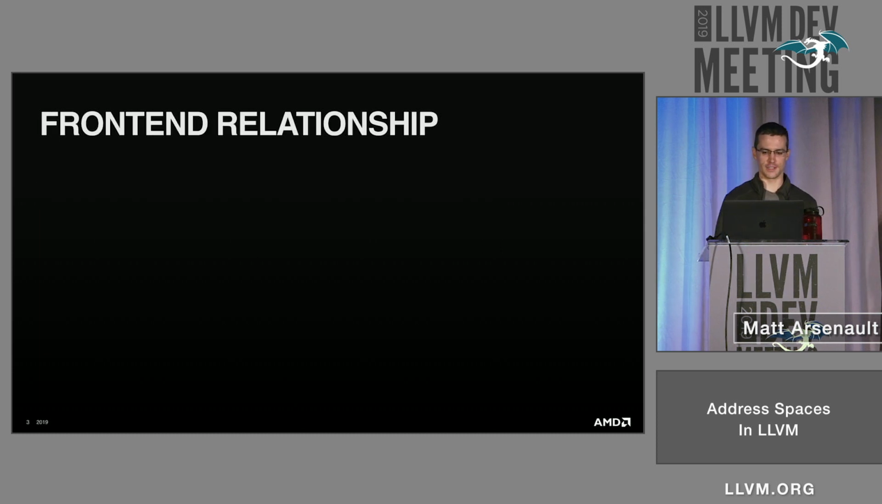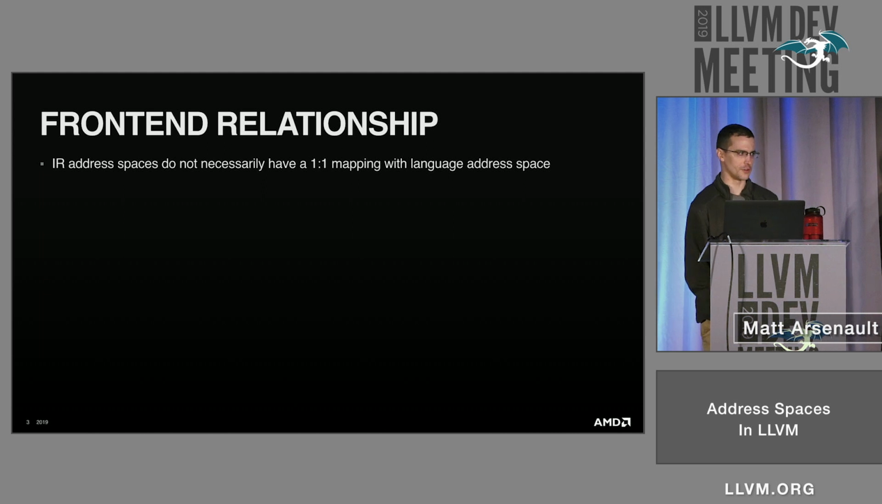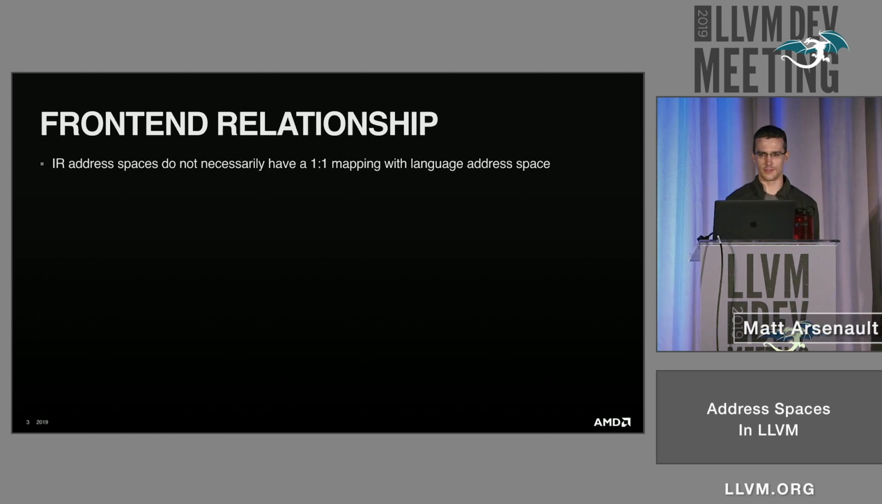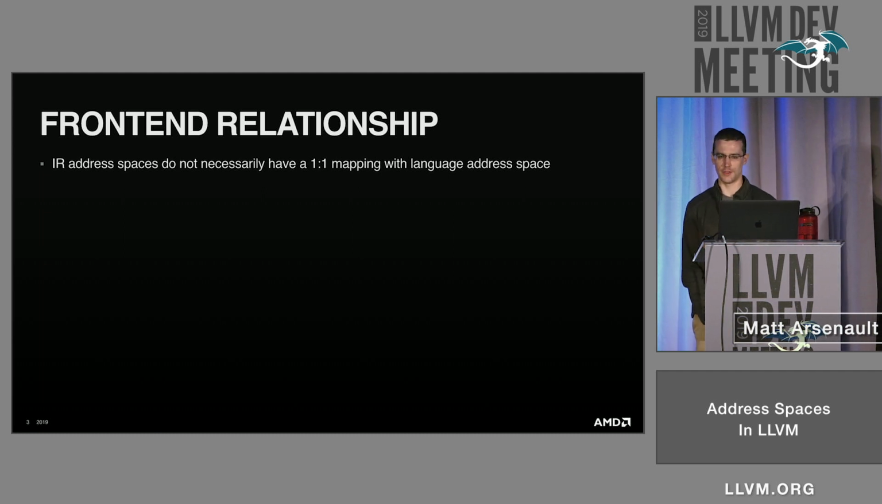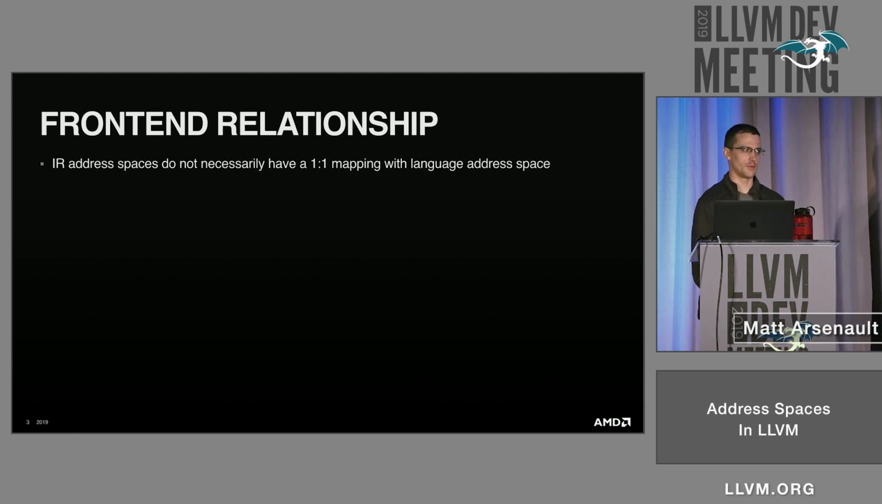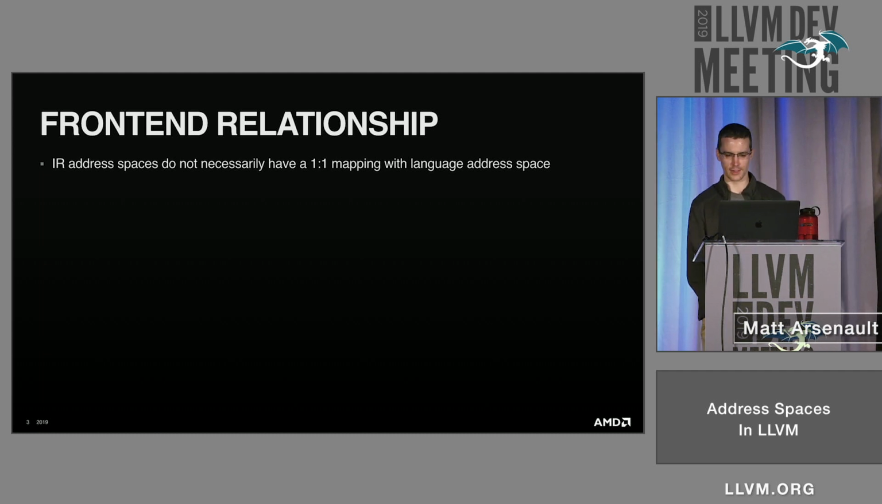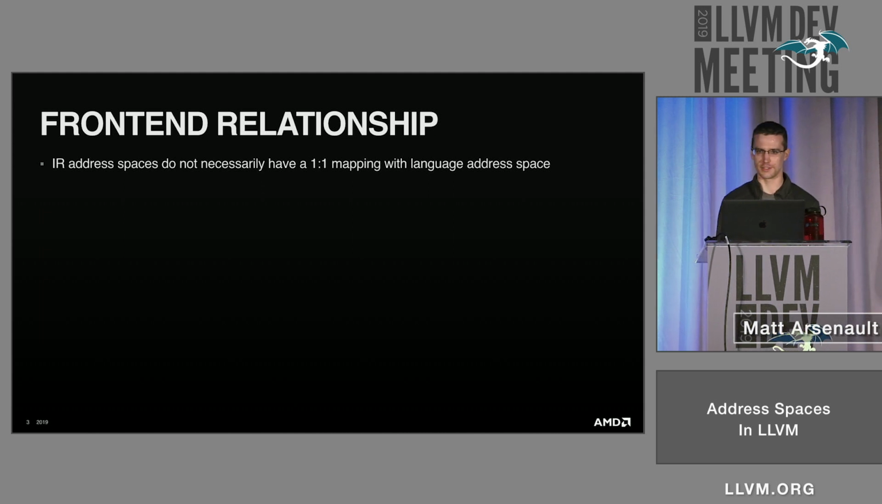So your front-end relationship, as I said, does not necessarily have anything to do with the IR address space. If you have a language like OpenCL, you have explicit address spaces in the source code. And for a GPU target, like AMD GPU, Clang pretty much directly maps those into some IR address space equivalent. But for x86, for example, it discards all these as a mapping function, and you can configure that in Clang. But that's a front-end thing. The front-end needs to be aware of how to map the address spaces of the language to the target.